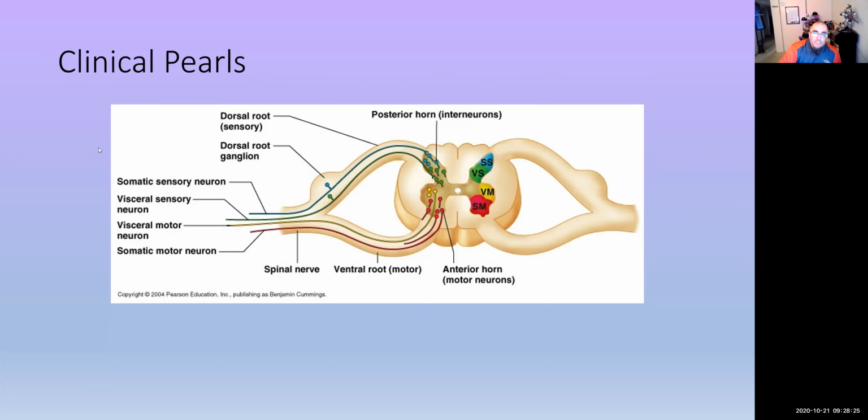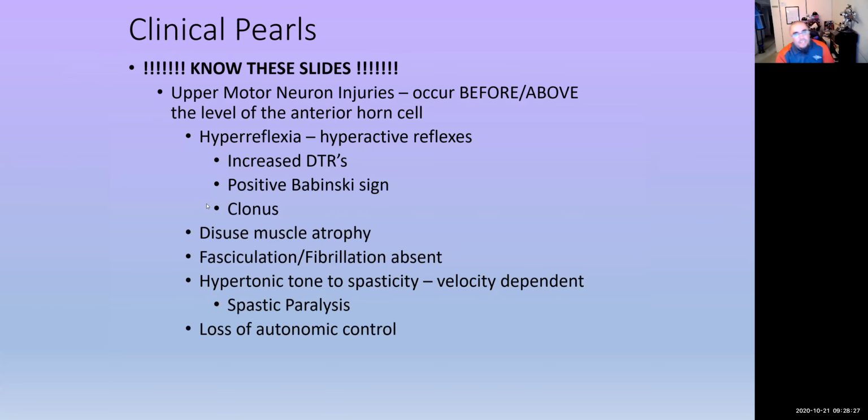So the reason I cover this is because now we need to get into upper motor neuron versus lower motor neuron. I talked about this before. If you're a note card creator, I would create two note cards for this, one for upper motor neuron, one for lower motor neuron. The boards love to ask questions on these because it's really simple to write questions on these.